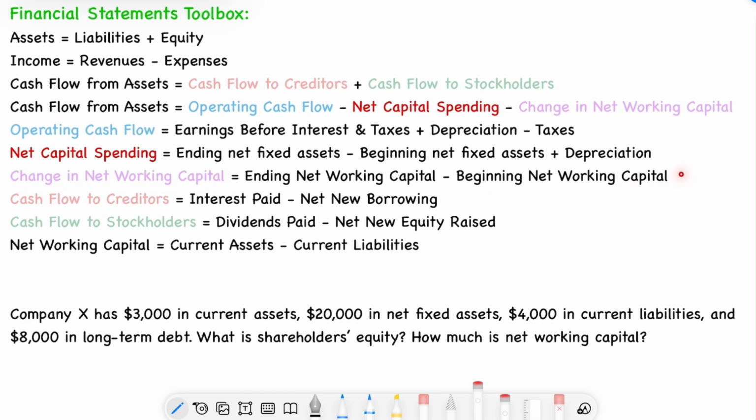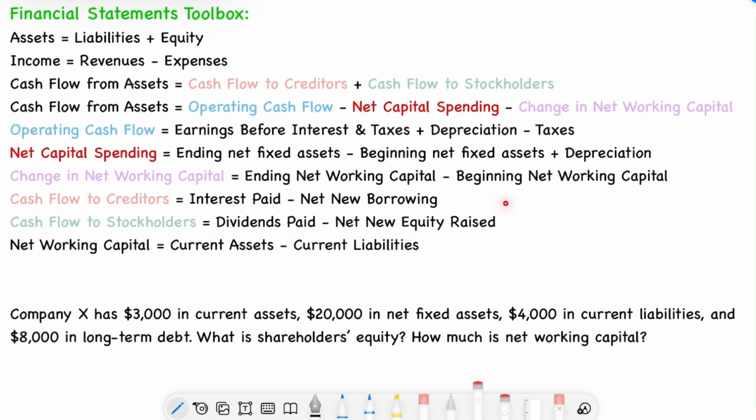Change in net working capital, we talked about that. Ending net working capital minus beginning net working capital. Cash flow to creditors. The interest paid, so that's the money that we pay to use debt, minus net new borrowings. So that's anything we get from any new loans we take on throughout the year, things like that. Cash flow to stockholders. Dividends paid minus net new equity raised.